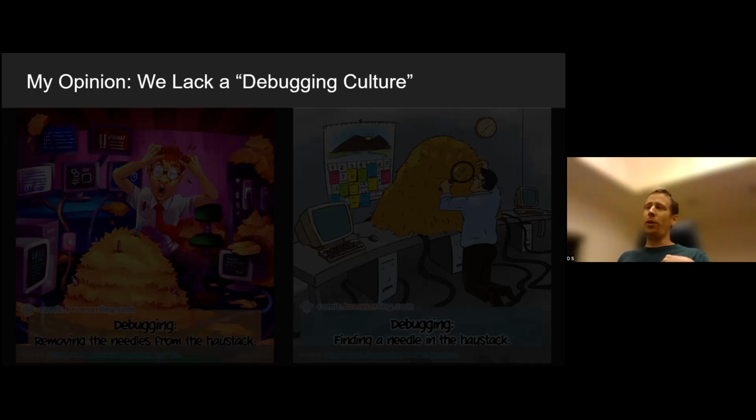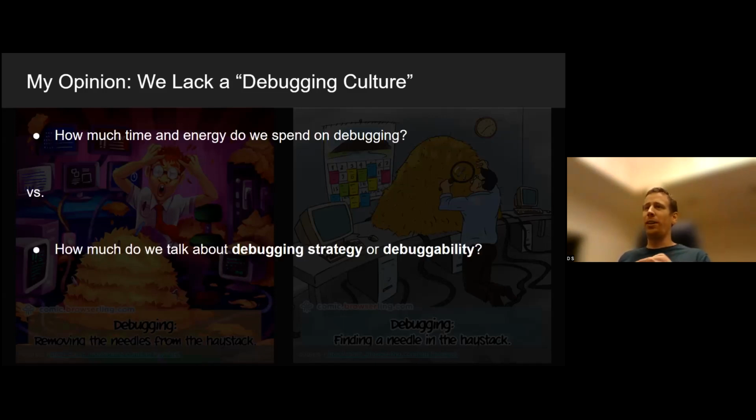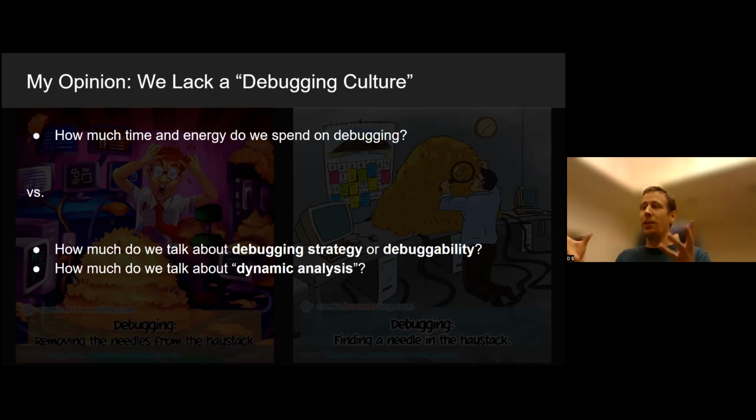But in general, we just lack this culture. We don't even have courses on debugging, and even if we had them, what would be a good course? And all that in our companies as well? We spend so much time and energy on debugging, but we barely talk, if ever, about debugging strategy or debuggability. We talk about testing and testability, but debugging is a different kind of thing, yet another layer to that. And how much do we talk about dynamic analysis, which is the underlying core fundamental field, skill and strategy to approach any sort of debugging?